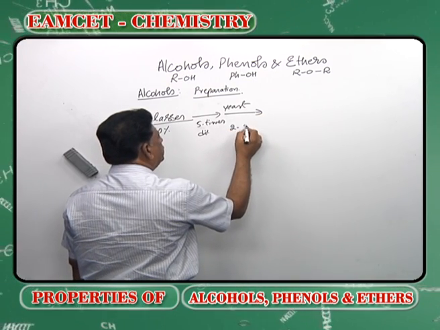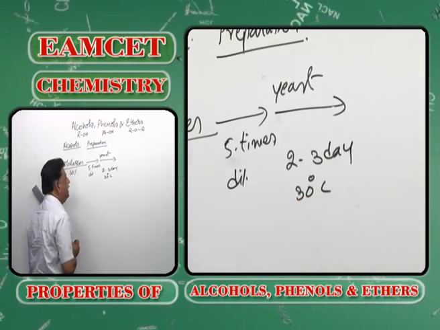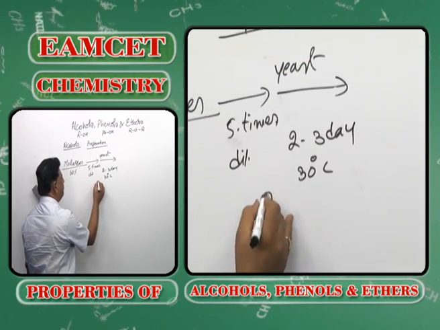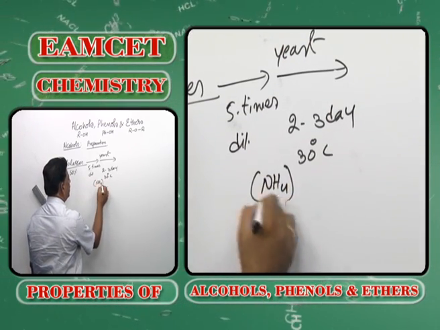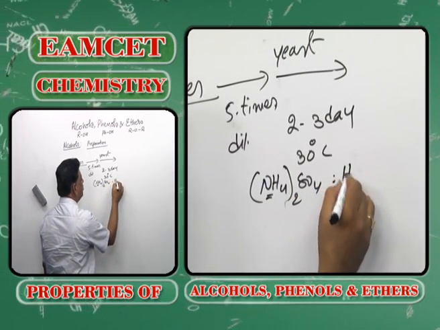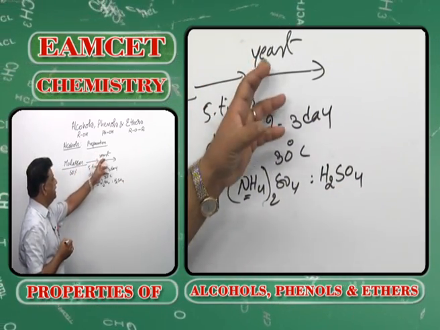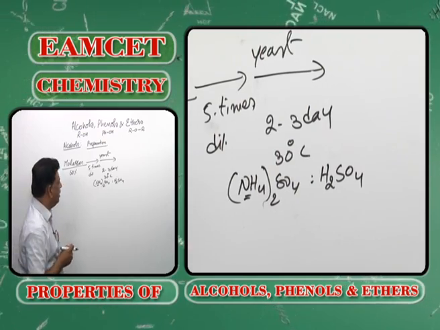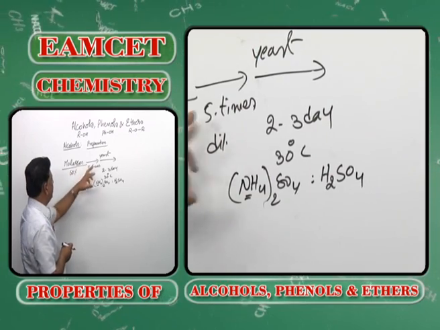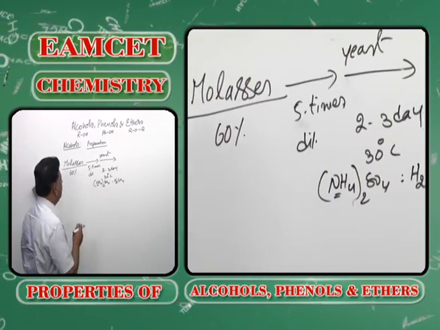It is kept for 2 to 3 days. It is a slow process. At around 30 degrees centigrade, the yeast grows. A small quantity of ammonium sulfate is added to increase the nitrogen content, and a few drops of sulfuric acid are added to destroy other bacteria. Yeast is a unicellular fungal material that grows in the form of threads. It slowly develops by hydrolyzing this molasses, using the energy released.